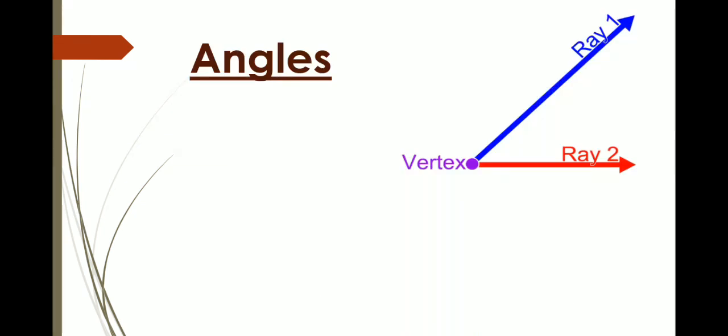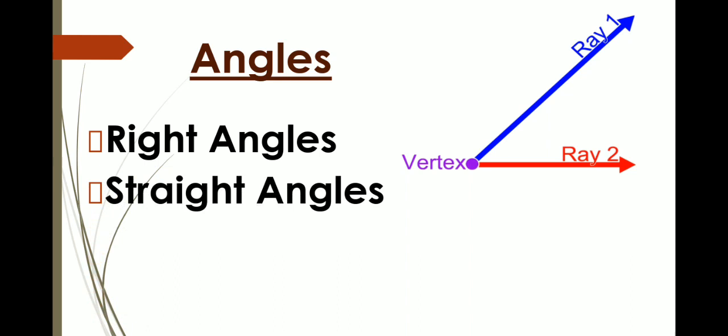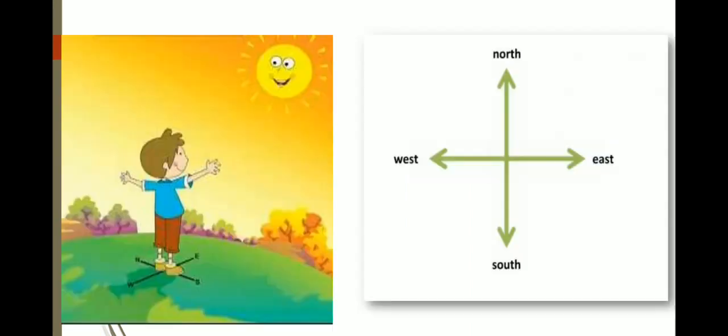Angles. An angle is formed when two rays meet at a point called the vertex. Here we can understand right angles, straight angles, and complete angles with the help of directions. When the boy stands facing the sun with his outstretched arms, then his face is towards the east while his back is towards the west. His left arm points towards the north and his right arm points towards the south.